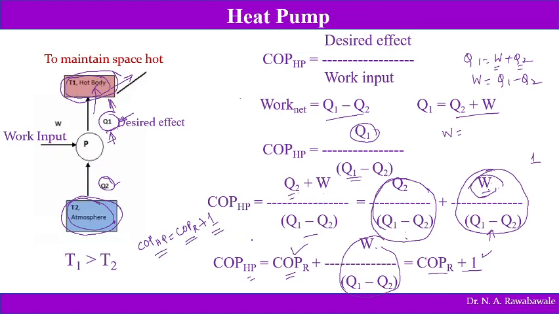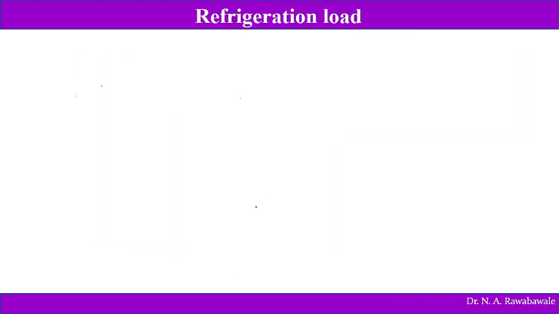So this is the conclusion here. The aim of a heat pump is to maintain a body at a higher temperature than the surrounding, whereas the aim of a refrigerator is to maintain a body at a lower temperature than the surrounding. So the aim changes, therefore the desired effect also changes. In case of a refrigerator Q2 is the desired effect, and in case of a heat pump Q1 is the desired effect, but the working principle is the same.